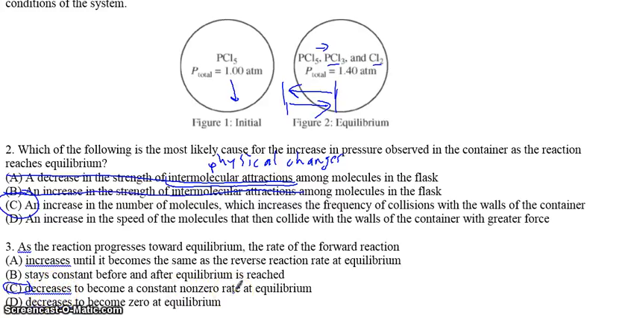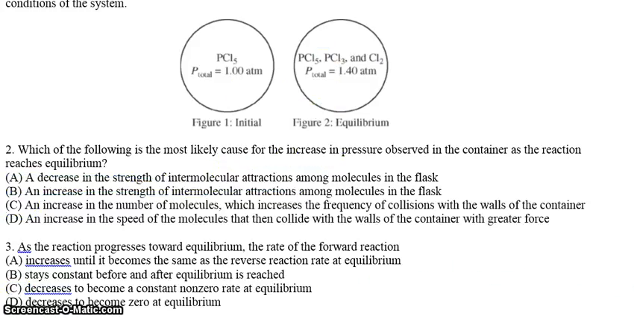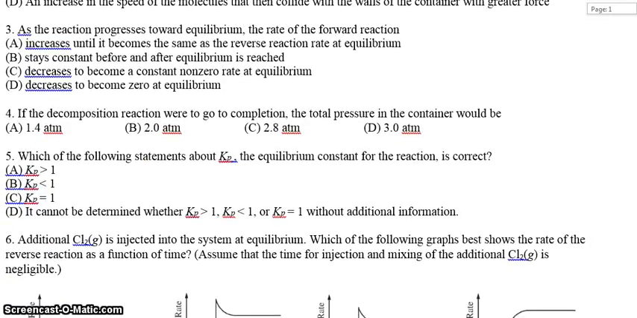So the definition of equilibrium is the point at which forward and reverse rates are equal. Forward rate equals reverse rate. Good. Take a look at number 4 rather than number 3. We skip number 1, possibly. There is no number 1.